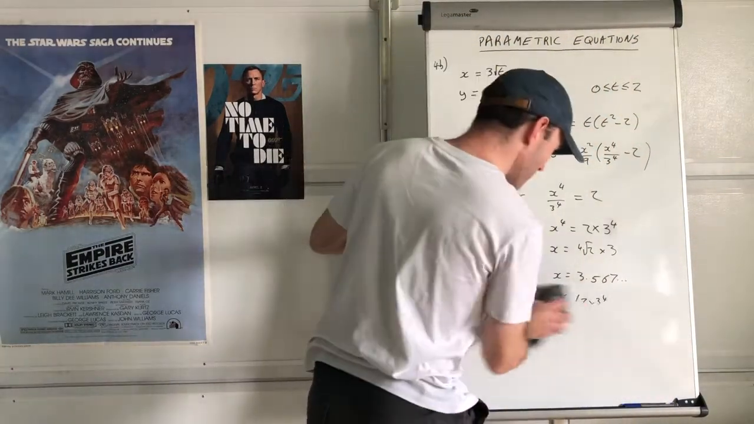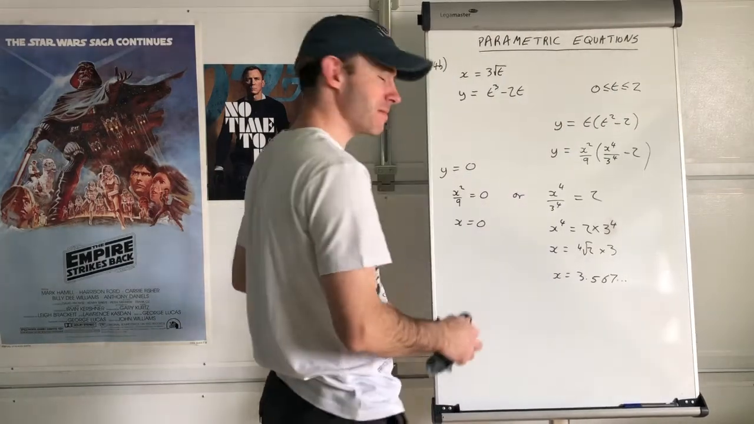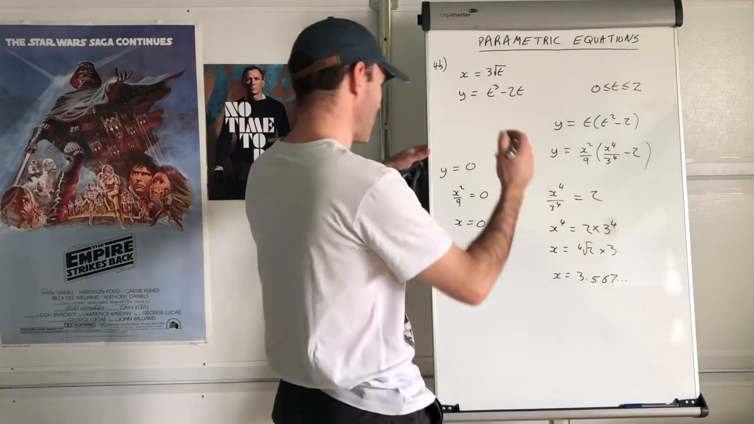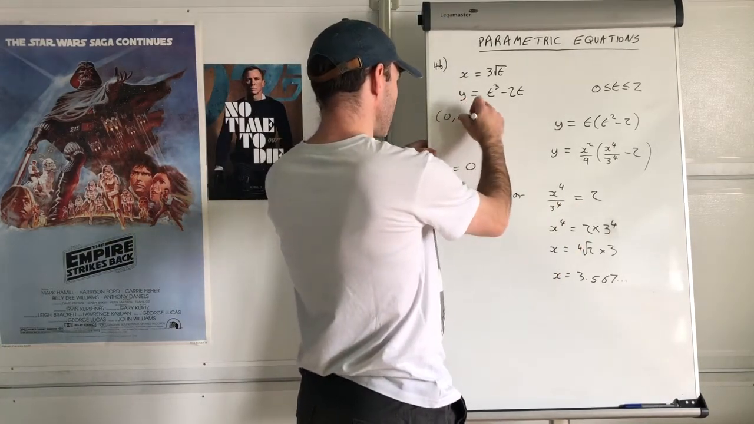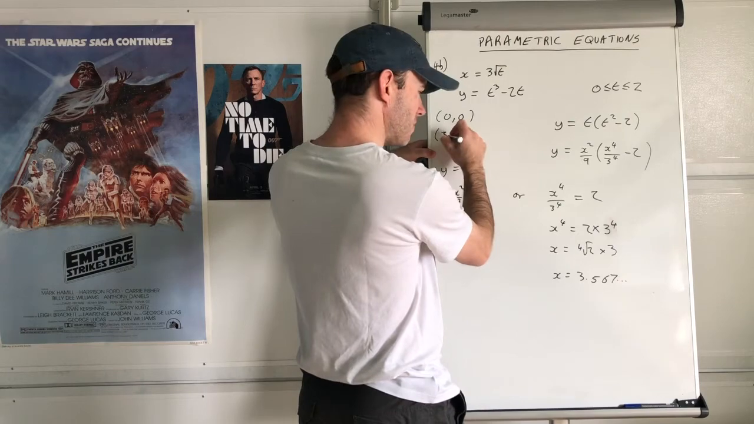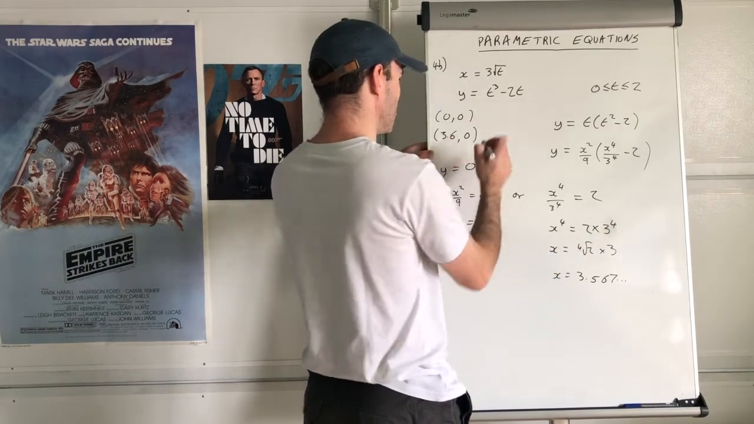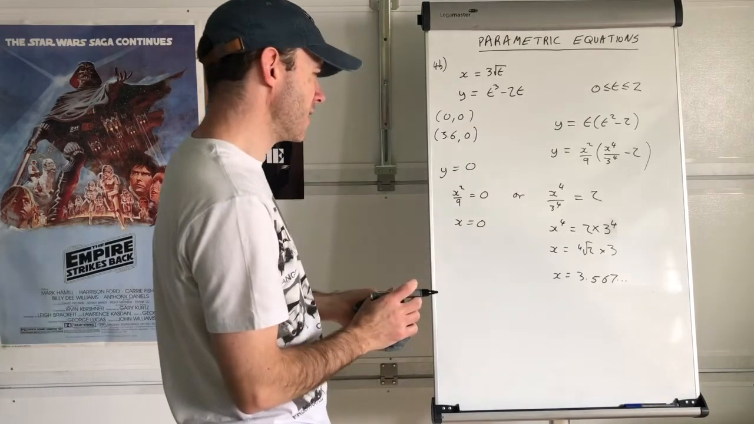Okay. Right, the y coordinate is 0, because I'm trying to find the x coordinates, aren't I? Okay, so I'm just going to make a note of that then. So (0, 0) and (3.6, 0) to sketch. Okay, those are the only crossing points.